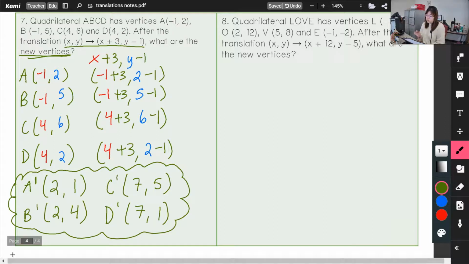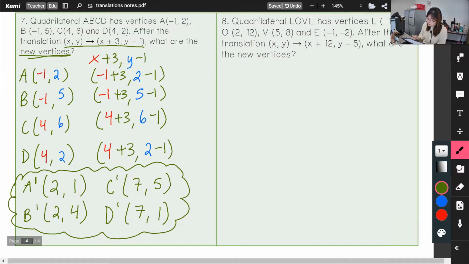Okay. Now I want you to try number 8 on your own. Same thing. Set up your points and then add and subtract. So here the rule is x plus 12, y minus 5. So each x you will add 12, each y you will subtract 5, and then you'll end up with a new set of points.